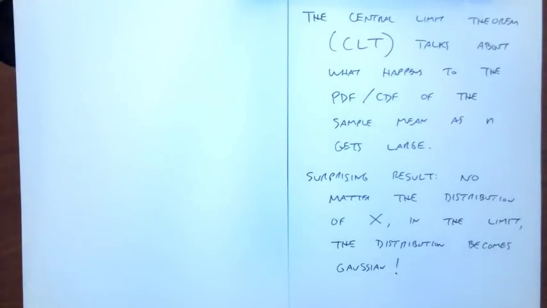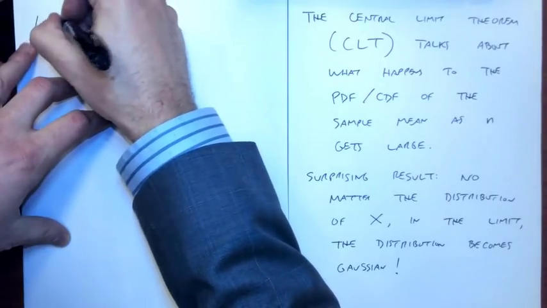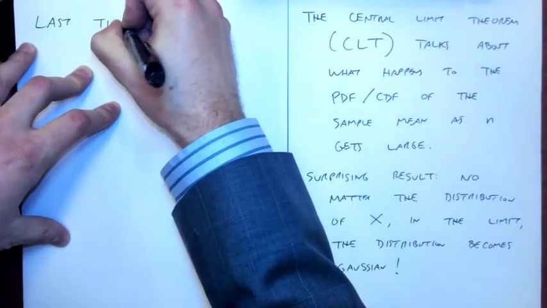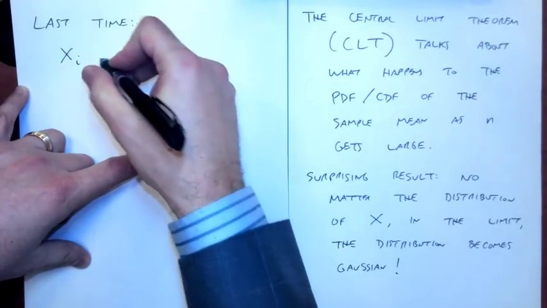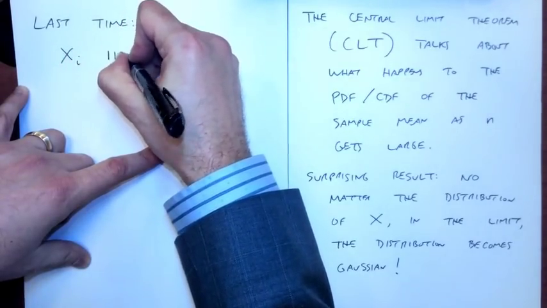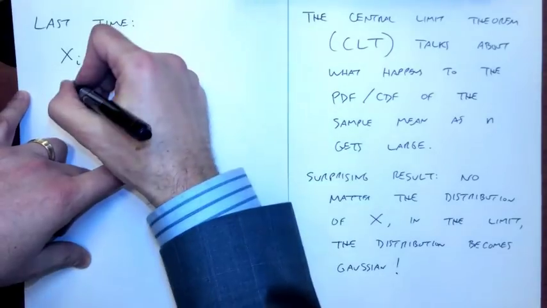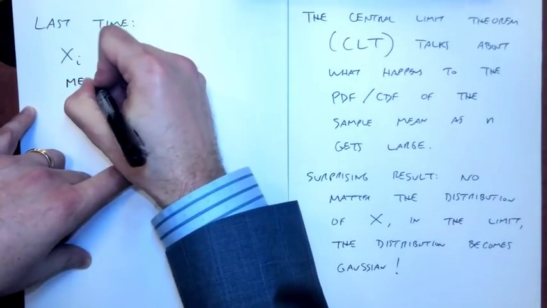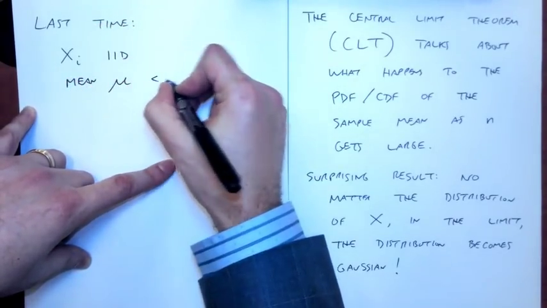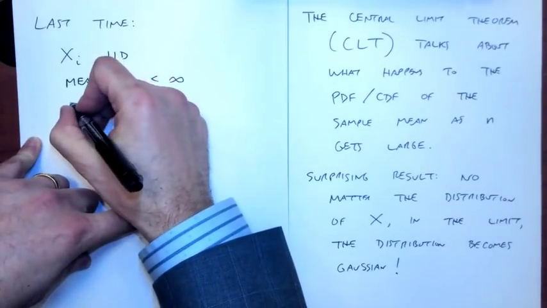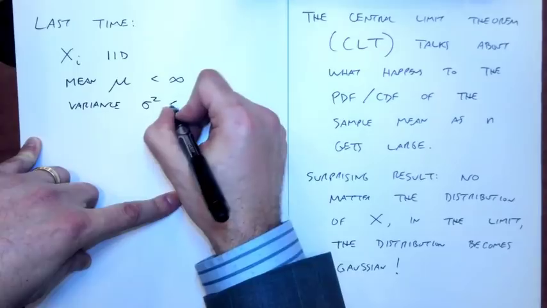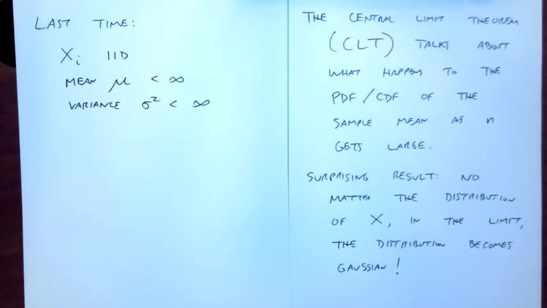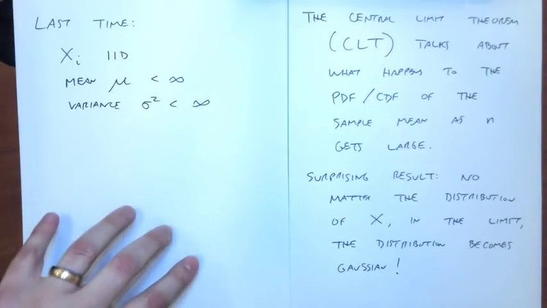So last time, the setup was the following. We had a bunch of random variables that were independent and identically distributed. And we had the mean of these variables, which we're going to call mu, which was finite, and the variance sigma squared, which was also finite. So basically your run-of-the-mill, non-psycho random variable, okay?